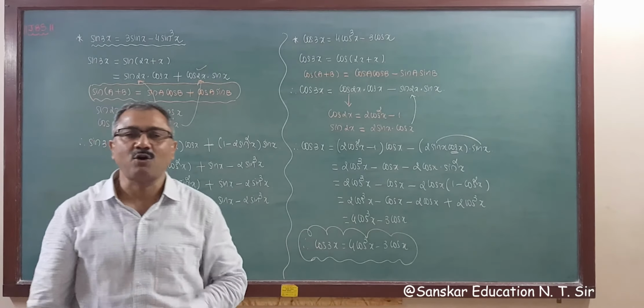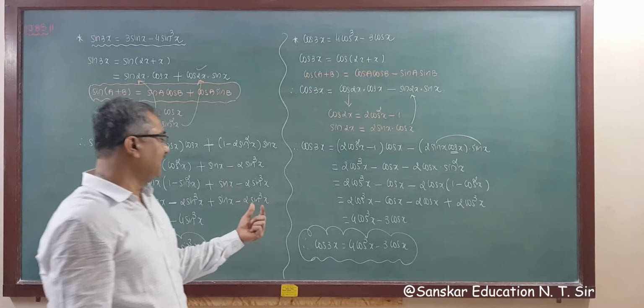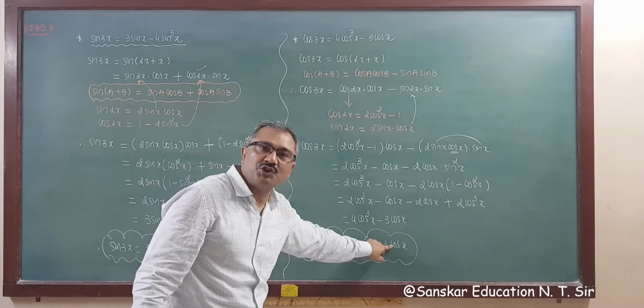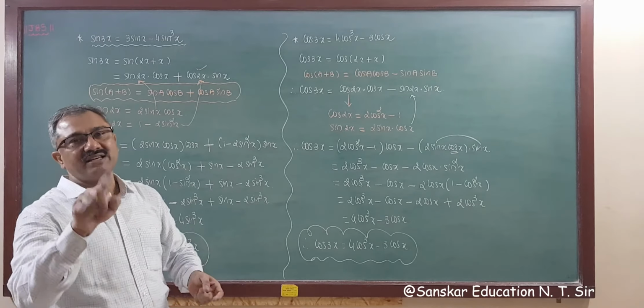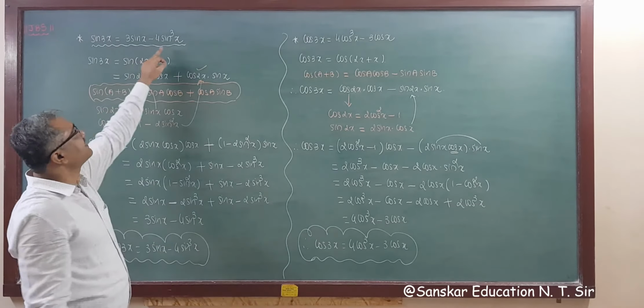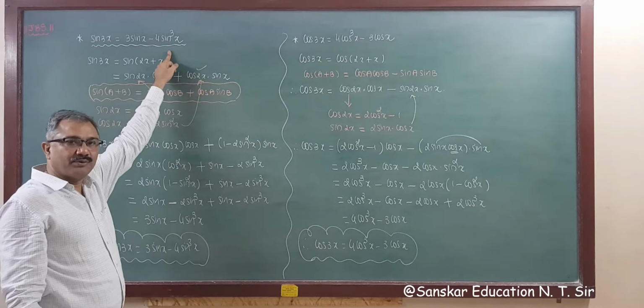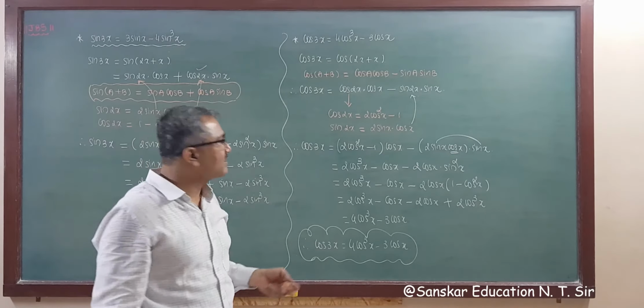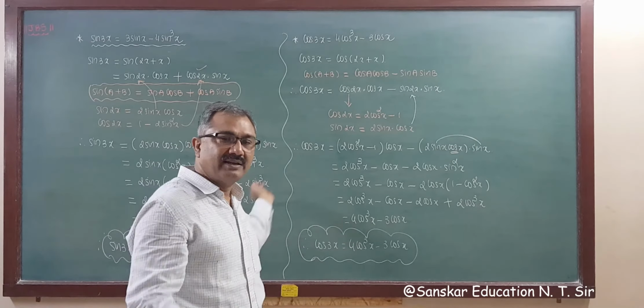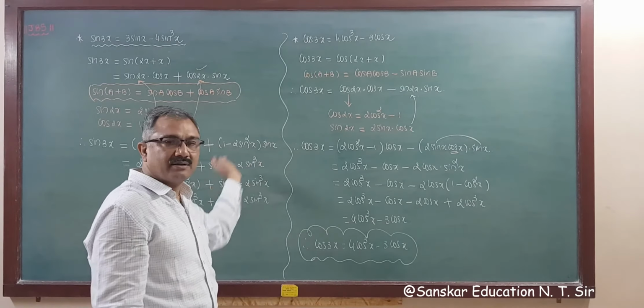So for the triple angle, cos 3x is 4 cos cube x minus 3 cos x, and sine is 3 sin x minus 4 sin cube x, that you have to remember. Okay, and the next one remaining is tan 3x, but there is no space, so we will write it after removing this.